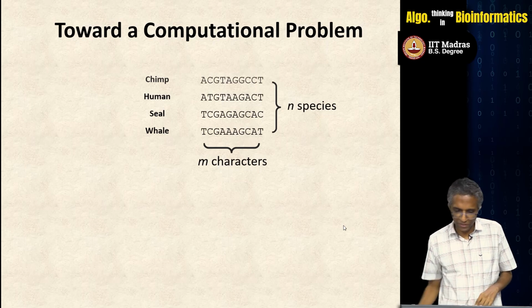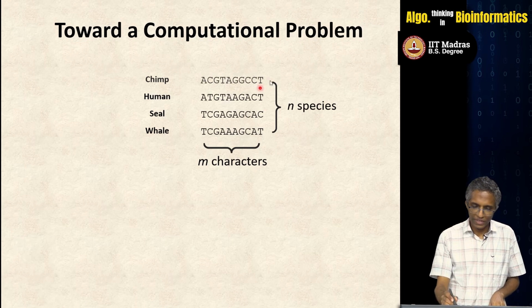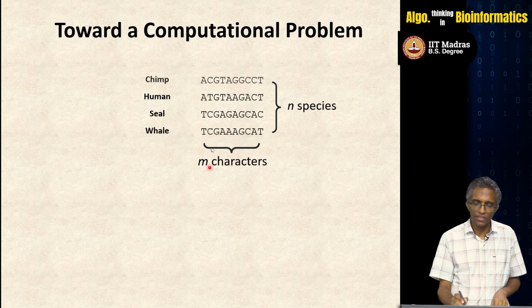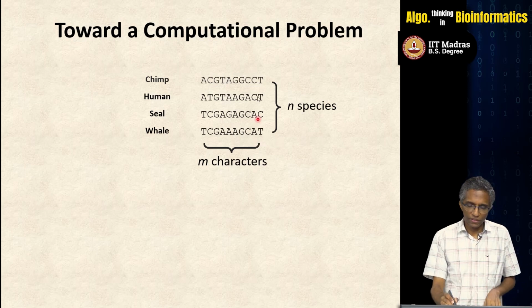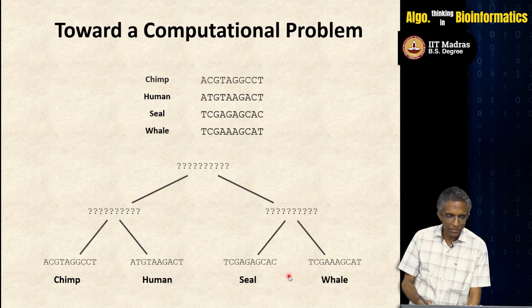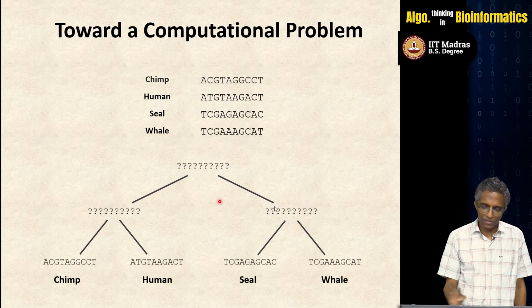So, we have in this particular case chimp, human, seal and whale, and then you have these n species, 4 species, they have m characters, there are 10 I believe, 1, 2, 3, 4, 5, 6, 7, 8, 9, 10. So, you have 10 characters, each character is a column, right, and this particular 10th character is T in chimp, T in human, C in seal and T in whale. Okay. The question is, if someone has given you a tree topology, what are the internal sequences for these common ancestors that would have evolved to these sequences.